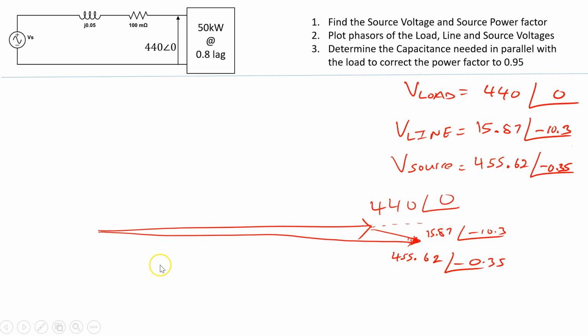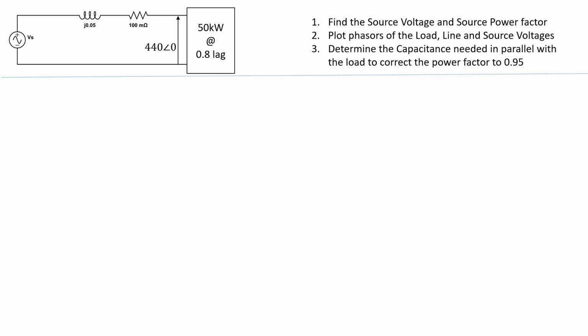Good. So now let's look at the next part of the question. I did the first two, so I have this one and this one. Now the last part of the question, which is: determine the capacitance needed in parallel with the load to correct the power factor to 0.95. So the first thing I have to figure out is how much do I need to correct? How many VARs do I need to correct by?